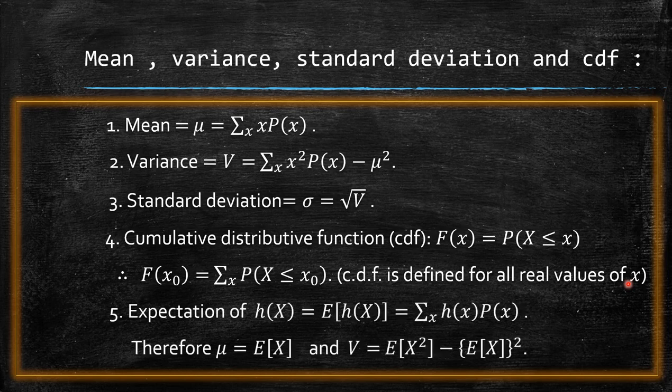Now next, expectation of h of x, E of h of x is nothing but summation h of x into p of x. Thereby the mean and variance I can write in terms of expectation. So mu, summation x into p of x, therefore I can write it as expectation of x. Variance, summation x square p of x minus mu square, that is minus summation x p of x the whole square. So that means it is expectation of x square minus square of expectation of x.